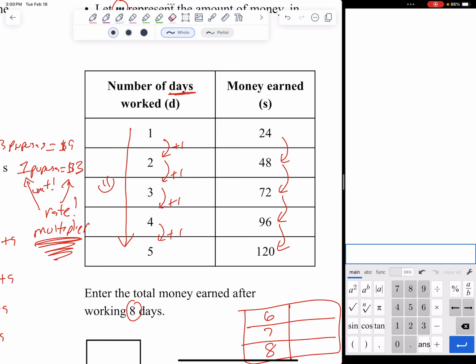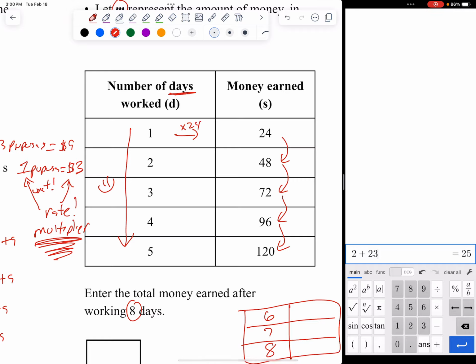Okay, so I got the pattern going down. Is there a pattern going across? Now we can add or multiply, so that's plus 23, but I can't add 23 to everything, right? It doesn't work. So 1 plus 23 gives me 24, but 2 plus 23 does not give me 48. So the other option is multiply. So how do I multiply?